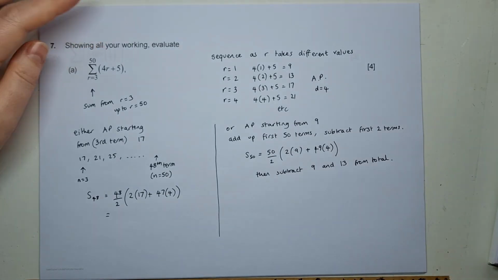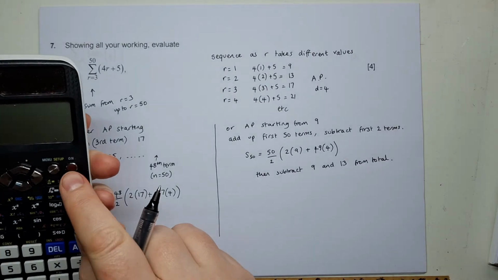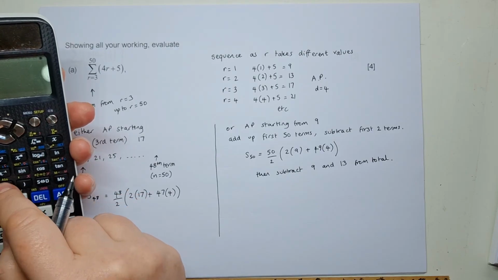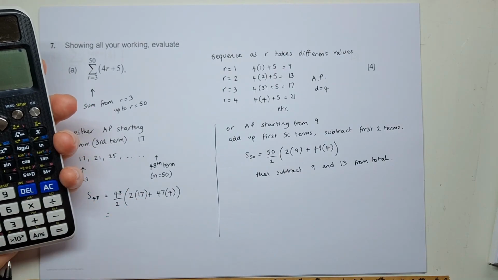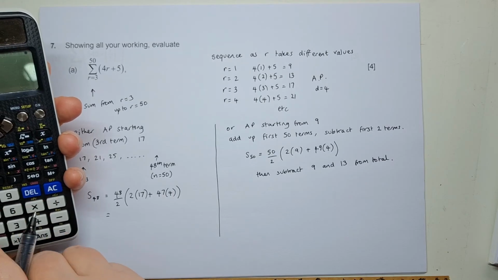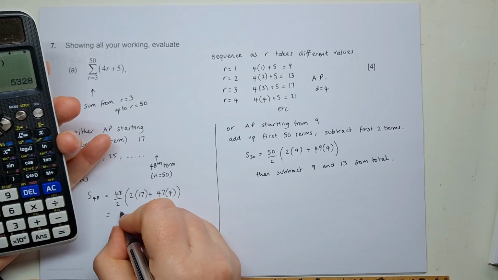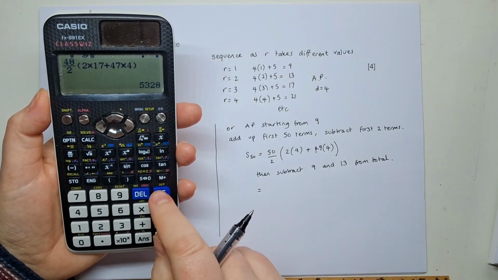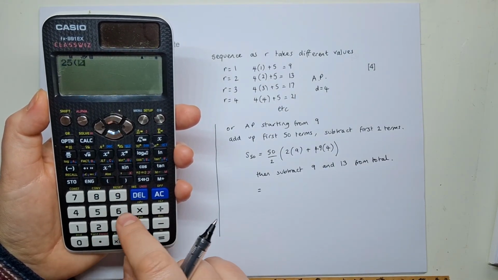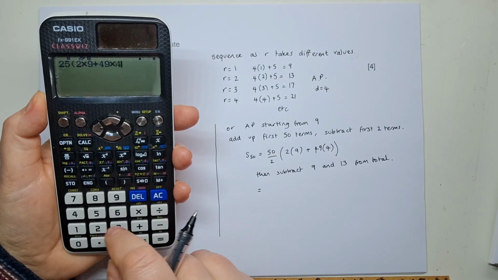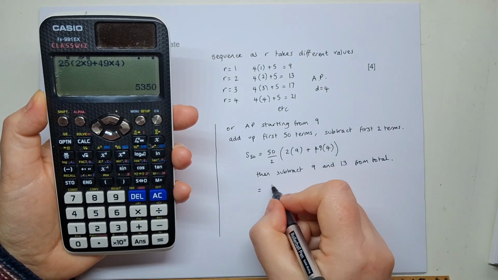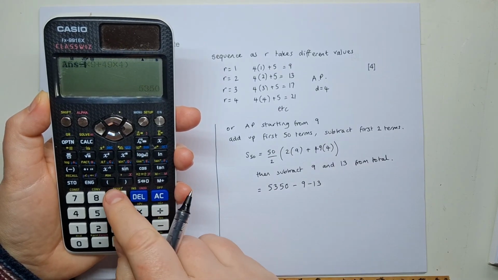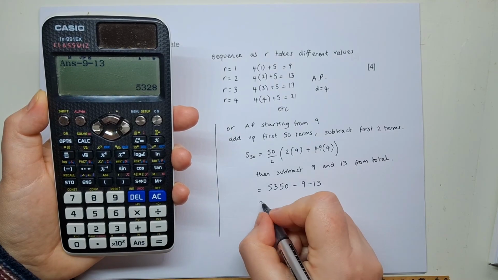So you have 2 different ways of calculating. Let's do it both ways and show it's going to be the same thing. So 48 over 2, obviously 24, 2 times 17 plus 47 times 4 gives us 5328, doing it that way. And if we do it this way, we get 5350 minus the 9 minus the 13 gives us 5328.